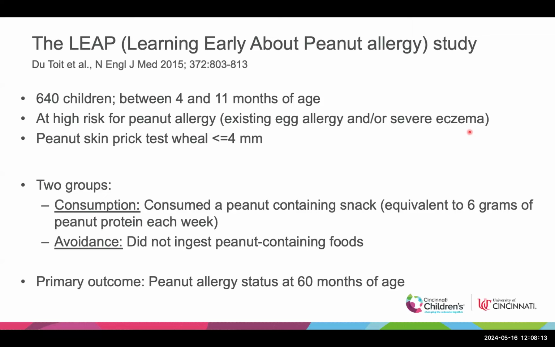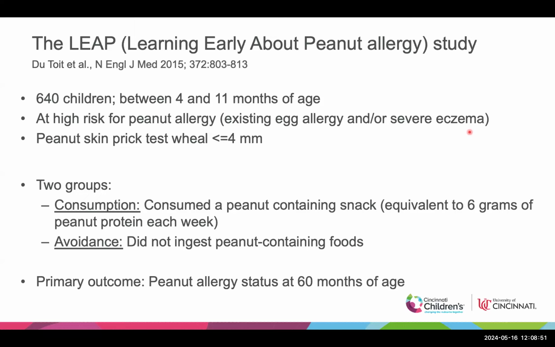The LEAP trial, published in 2015, done in the UK, enrolled 640 children between 4 and 11 months of age. They were considered at high risk for peanut allergy. As I said, existing egg allergy and/or severe eczema was the criteria here. They had a peanut skin prick test wheal diameter of less than or equal to 4 millimeters. That's important because anything greater than 4 millimeters is considered likely already peanut allergic. So they wanted to enroll high-risk infants, but not infants who already actually had a peanut allergy. They randomized them into two groups.